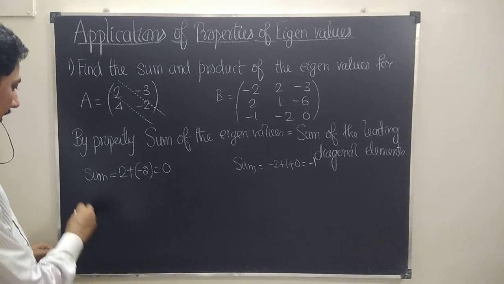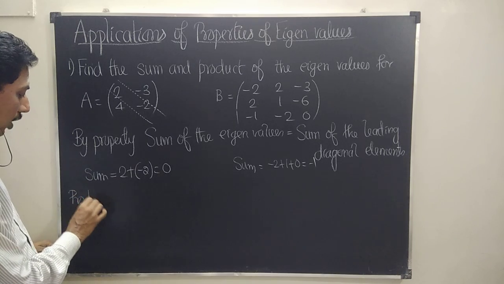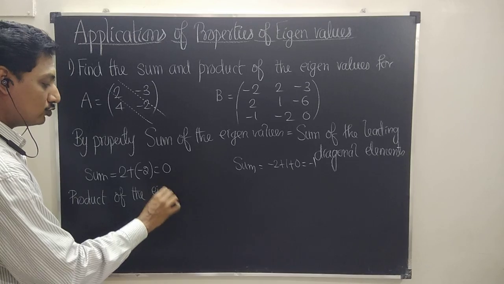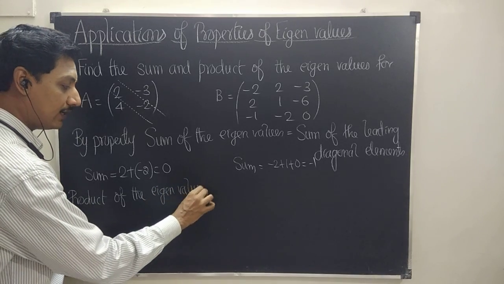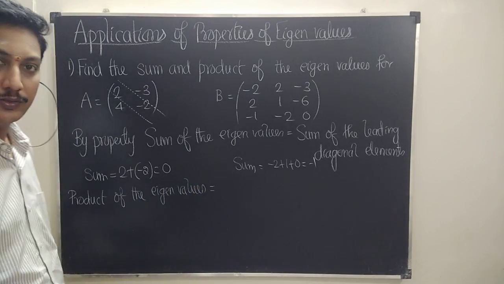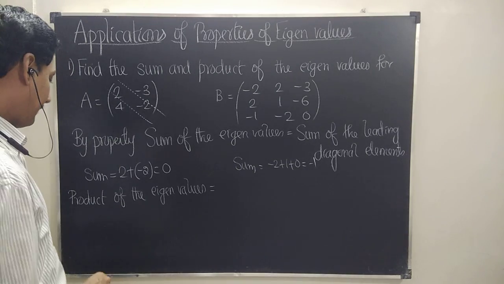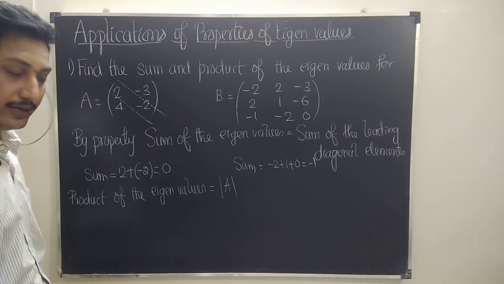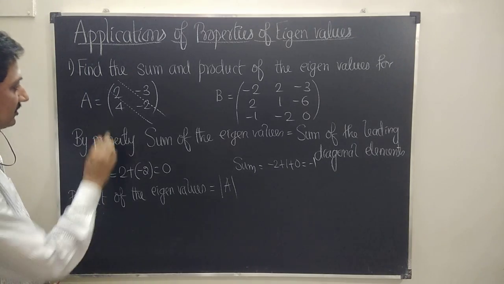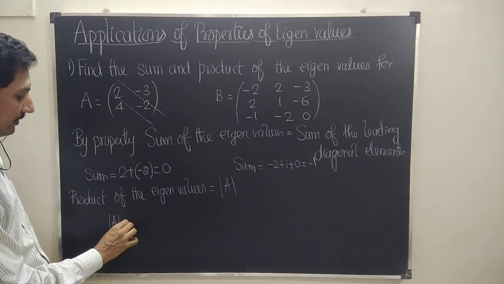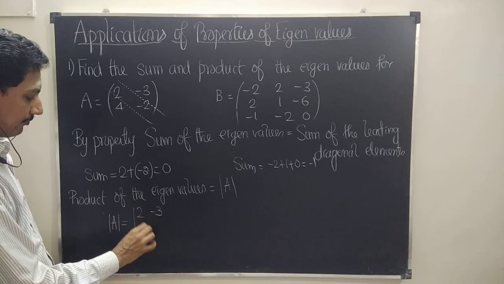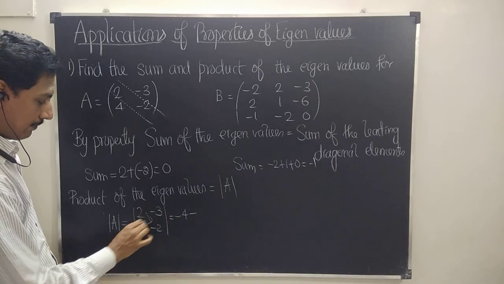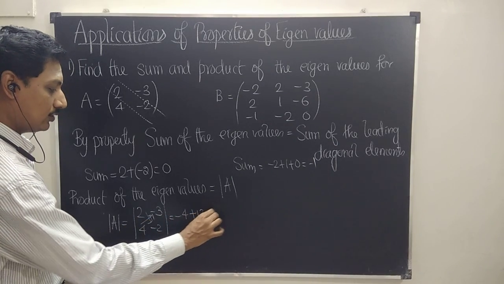Got it? Now once again by the property, the product of the eigenvalues. So without finding the eigenvalues, we can find their sum and the product. The property says that the product of the eigenvalues is equal to its determinant value. So in this first matrix, A, the product is the determinant of A, equal to 2 into minus 2 is minus 4, minus of minus 3 into 4, plus 12. So it is equal to 8.